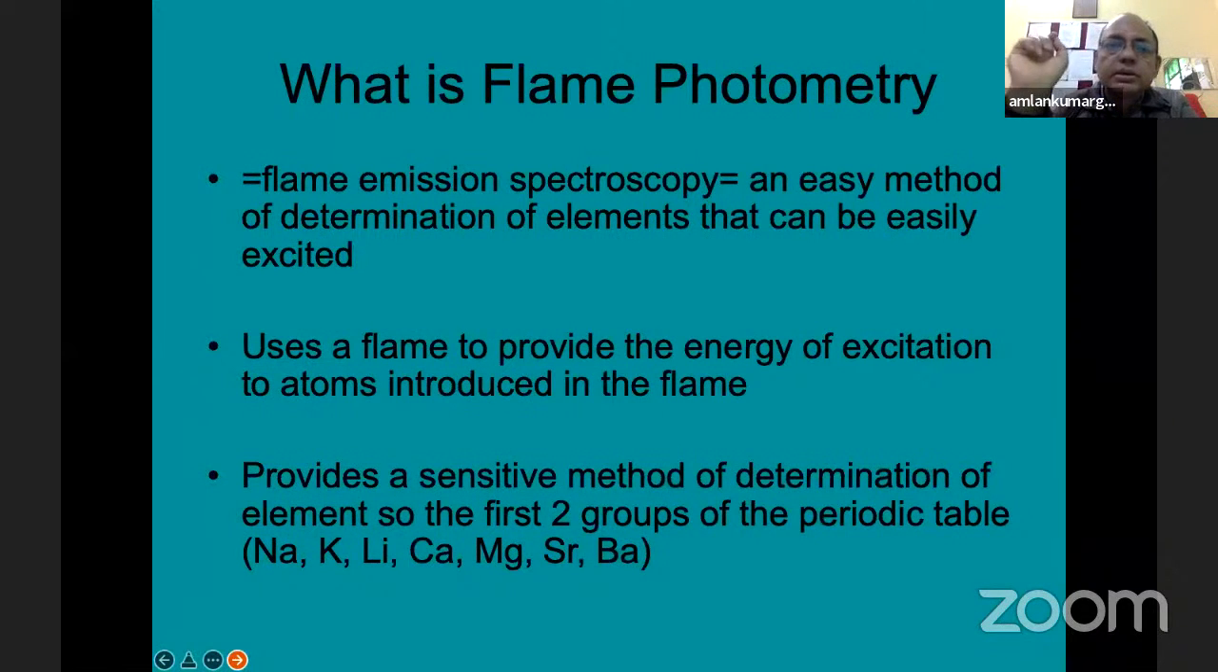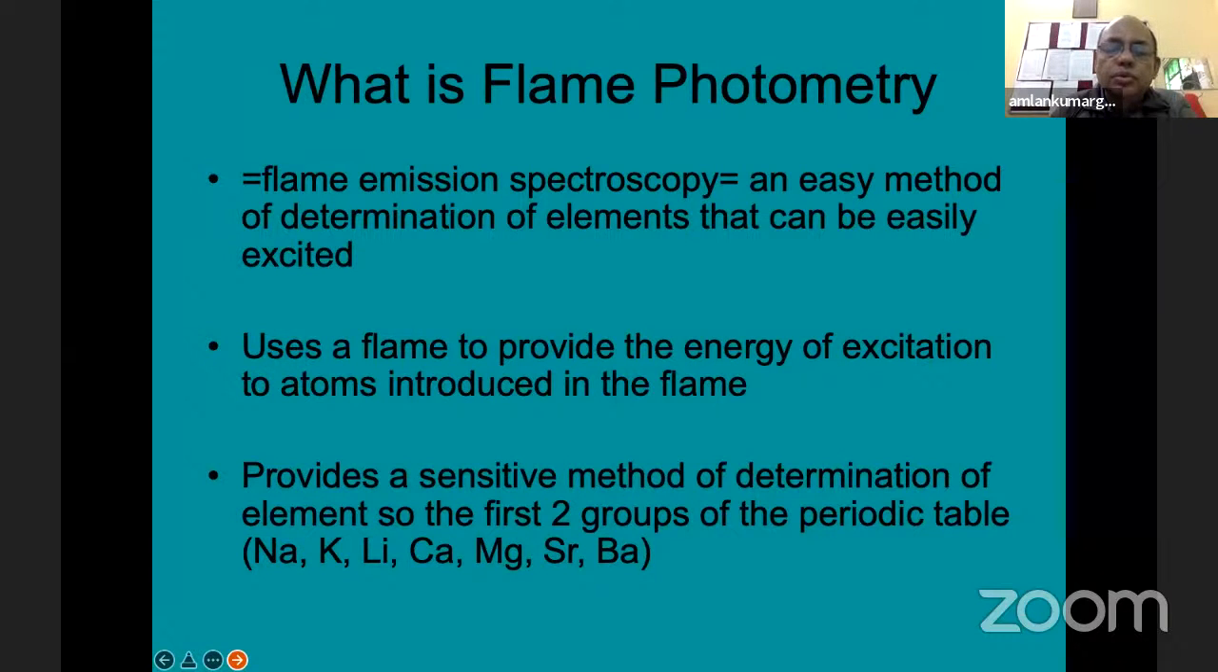As the name indicates, it's an emission method, and it can easily determine elements. Now, which elements? Those elements which can easily be excited. And what are those elements which can easily be excited? Elements which have only 1 or 2 electrons in its outermost shell. What are those elements? Those that reside in group 1A and group 2A of the periodic table. These elements are lithium, sodium, potassium in group 1, and calcium, magnesium, strontium, and barium in group 2.